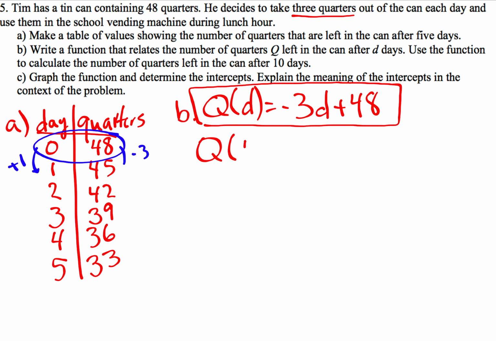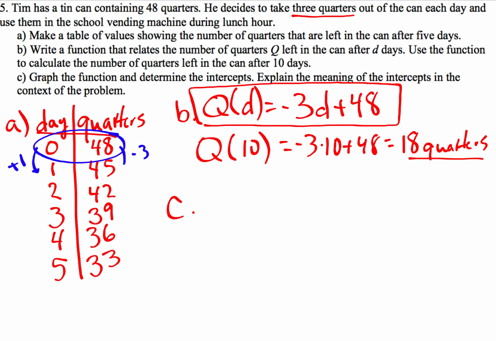And then it said to answer after 10 days, so that's q of 10. That's negative 3 times 10 plus 48, which is going to be negative 30 plus 48. That's going to be 18. Does it tell us to interpret? Nope, it's just 18 quarters. That's what's left.